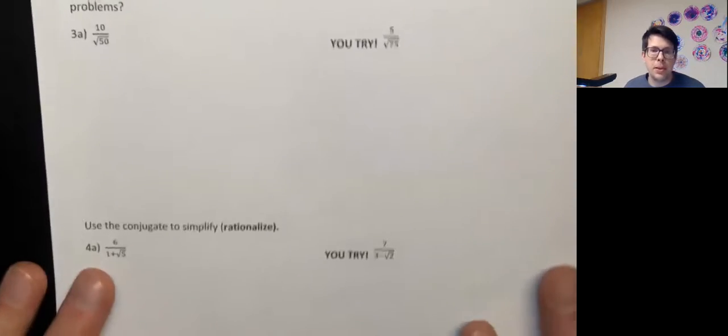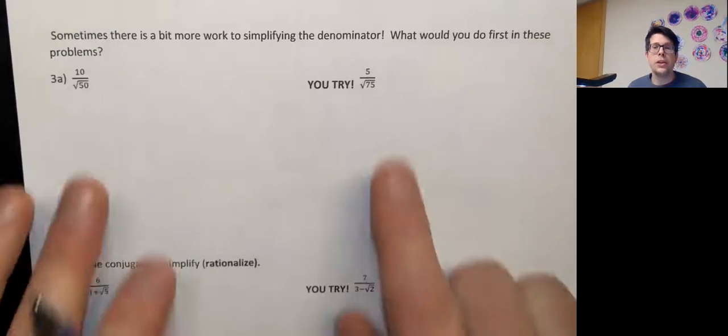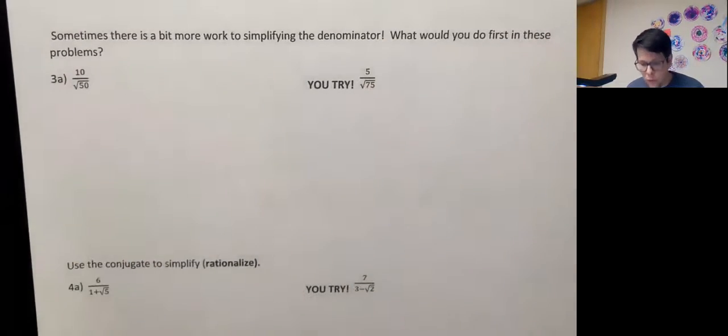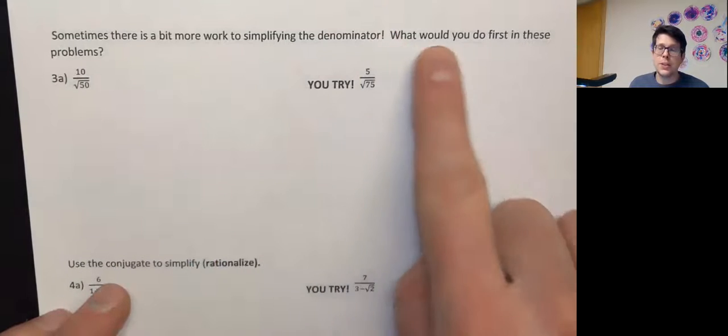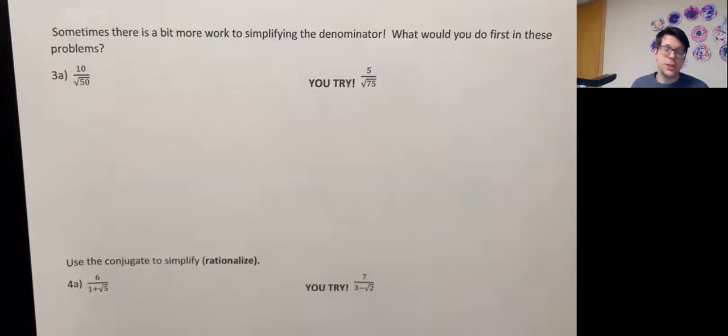Let's kind of bump things up a little bit. Right down here, if you take a look, our numbers are a little bit larger, and so there's going to be a bit more involved. So it says sometimes there is a bit more work to simplify the denominator. What would you do first in these problems? The reason I asked this question, what would you do first for these problems, is because there's a lot of different choices that you could have.